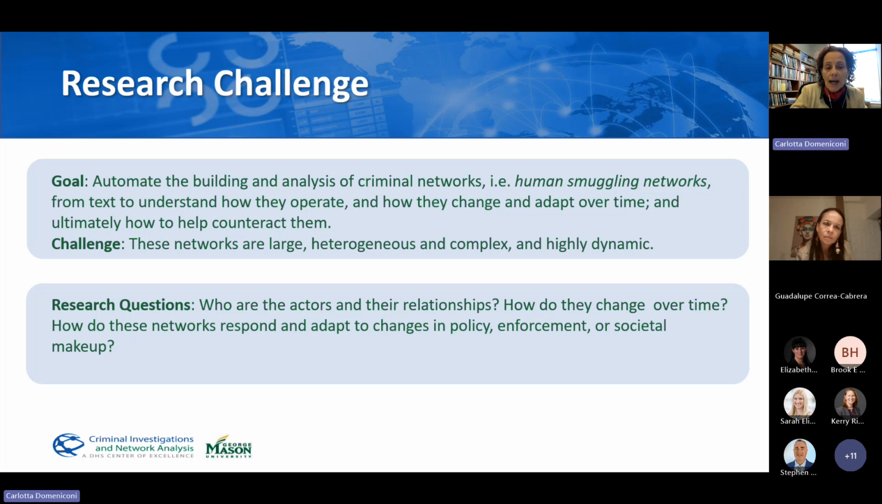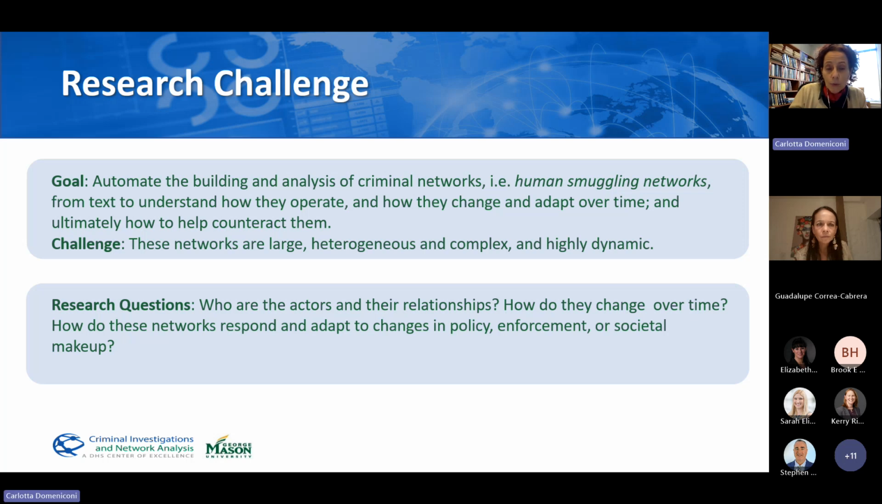So we want to answer a few specific questions. We want to analyze and study who the actors involved in human smuggling networks are, which roles they undertake, how these roles may evolve over time, how these actors organize themselves in groups, and how these groups may interact with one another, and how these interactions may change and adapt over time, especially in response to changes in policy, enforcement, and societal makeup.